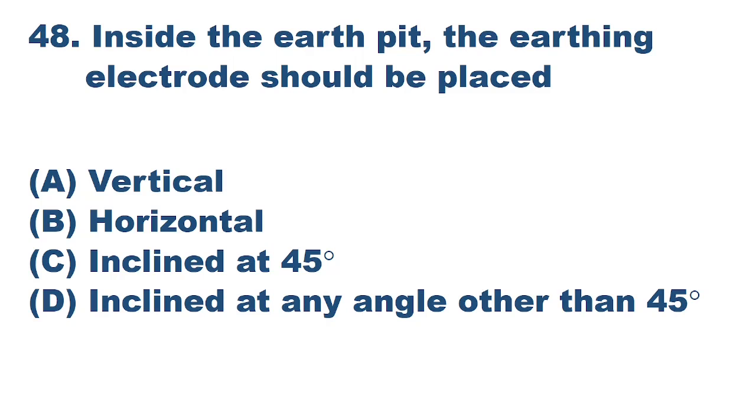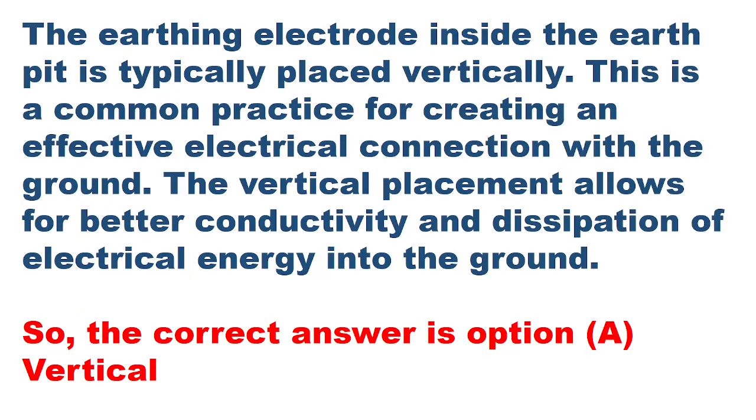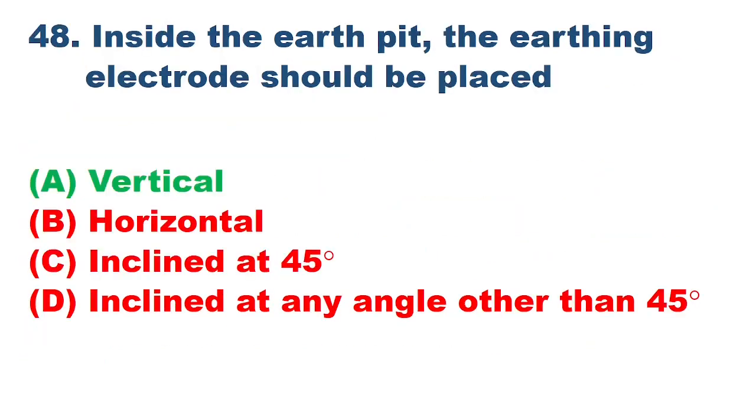Options are option A, vertical, option B, horizontal, option C, inclined at 45 degrees, option D, inclined at any angle other than 45 degrees. So if you remember the earth pit, the earthing electrode inside the earth pit should be placed vertical. So option A is the right answer. The earthing electrode inside the earth pit is typically placed vertically. This is a common practice for creating an effective electrical connection with the ground. The vertical placement allows for better conductivity and dissipation of electrical energy into the ground. So the correct answer is option A, vertical.